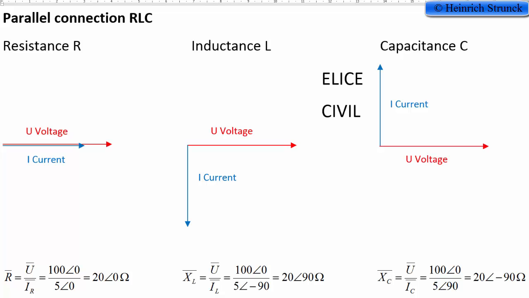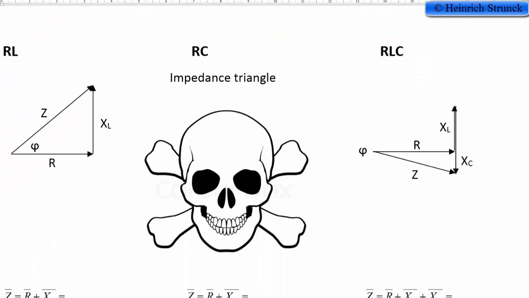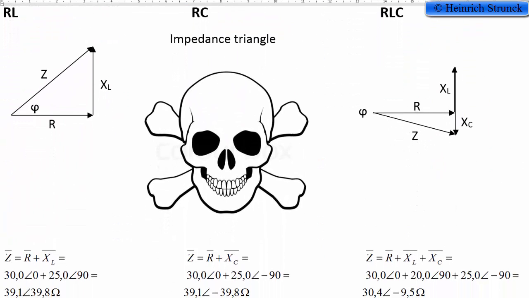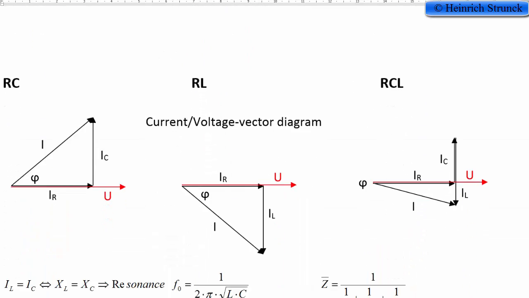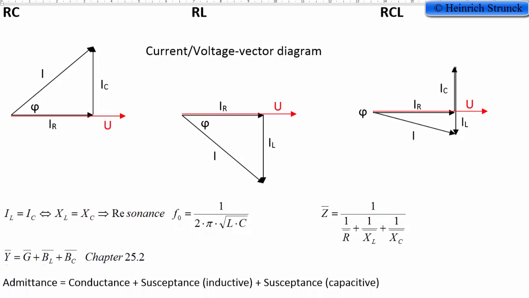For the serial connection we saw that we can make some triangles for the impedance, and I hope you can see that it is not allowed in a parallel connection. You cannot make impedance triangles for a parallel connection. So we just keep on going with the vectors for voltage and current.